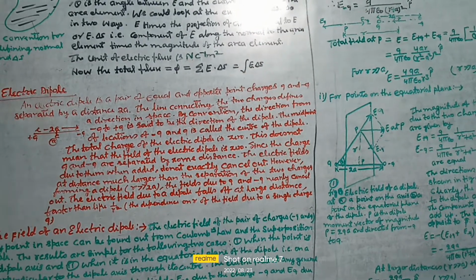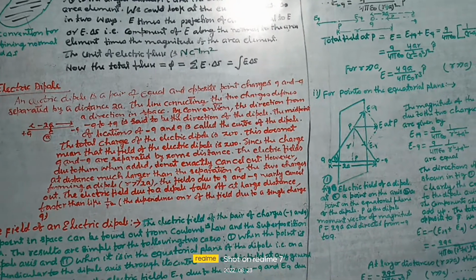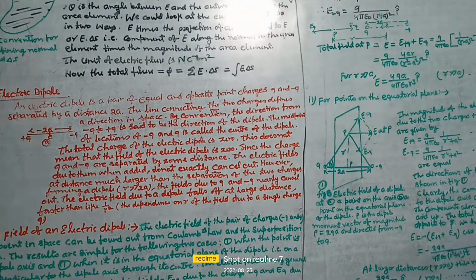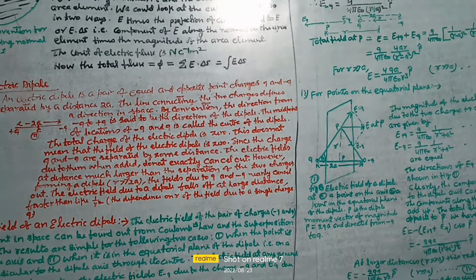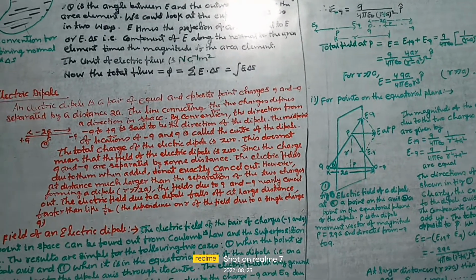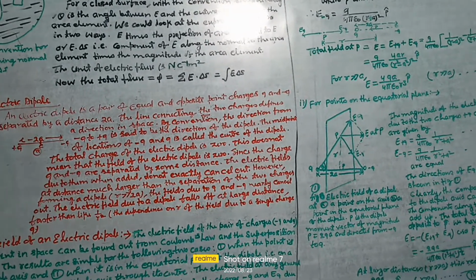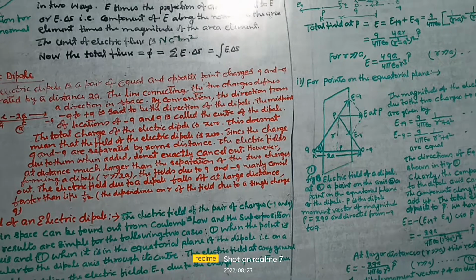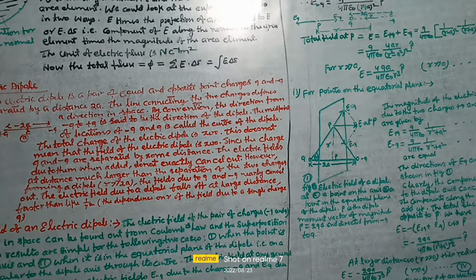The total charge of the electric dipole is 0. This does not mean that the field of an electric dipole is 0. Since the charges q and minus q are separated by some distance, the electric fields due to them, when added, do not exactly cancel out. However, at a distance much larger than the separation of the two charges forming the dipole, r much greater than 2a, the fields due to q and minus q nearly cancel out.